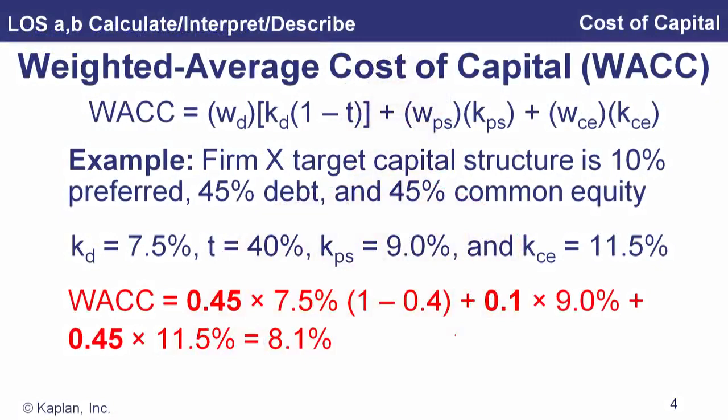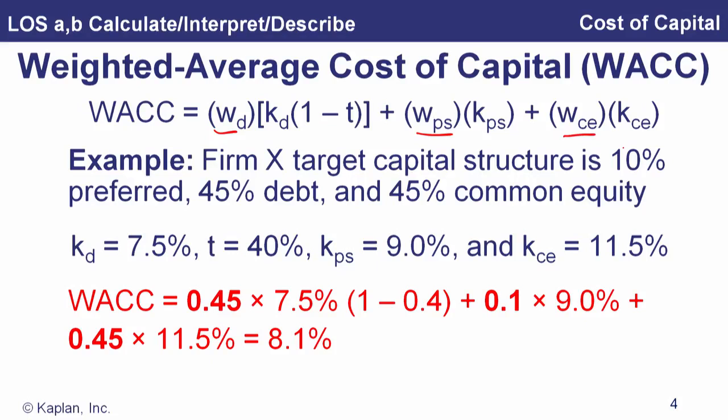And so here we are with the weights. Our weights are going to be the percentage of our total capital that we've raised from each of these three sources. So we've got the weight in debt, the weight in preferred stock, and the weight in common equity, times their after-tax required rates of return, which we've also referred to here as their opportunity costs.